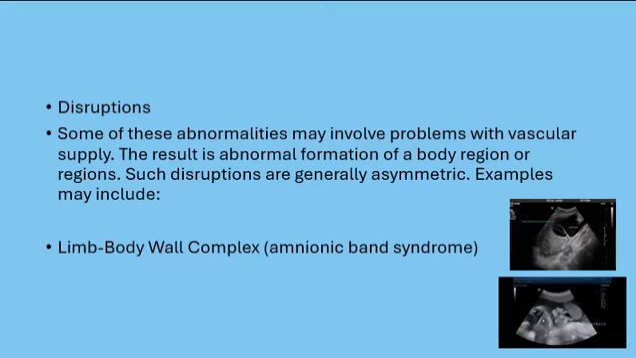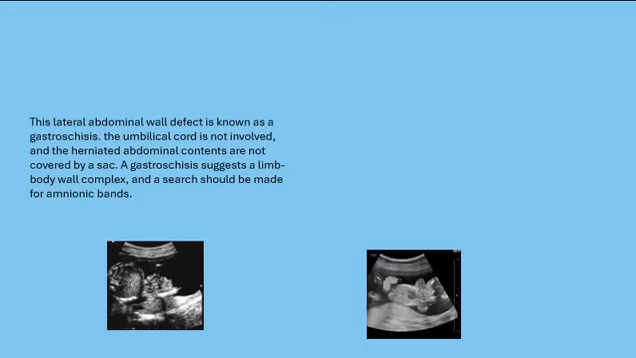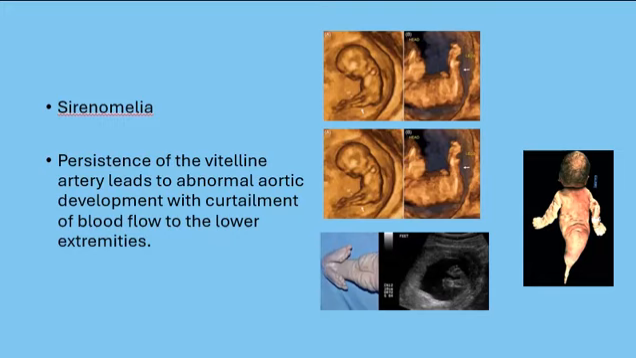This lateral abdominal wall defect is known as a gastroschisis. The umbilical cord is not involved, and the herniated abdominal contents are not covered by a sac. A gastroschisis suggests a limb-body wall complex, and a search should be made for amniotic bands. Sirenomelia. Persistence of the vitelline artery leads to abnormal aortic development with curtailment of blood flow to the lower extremities.